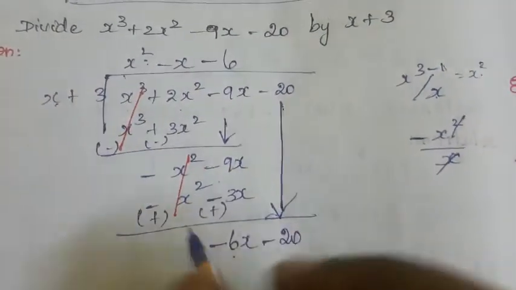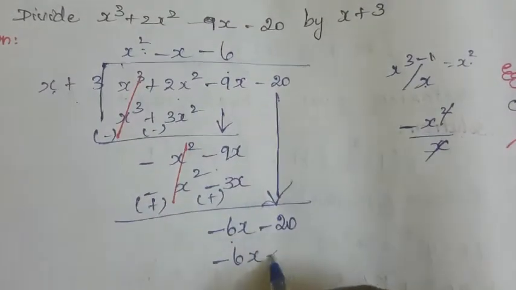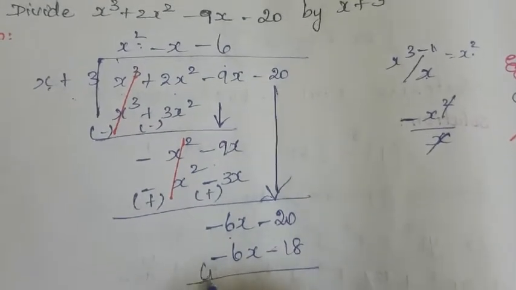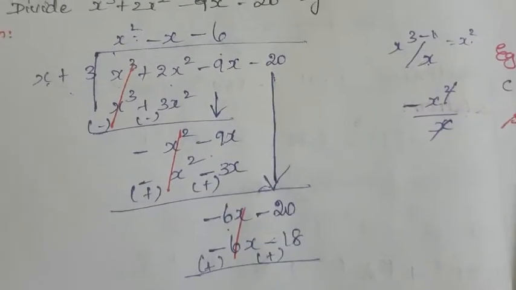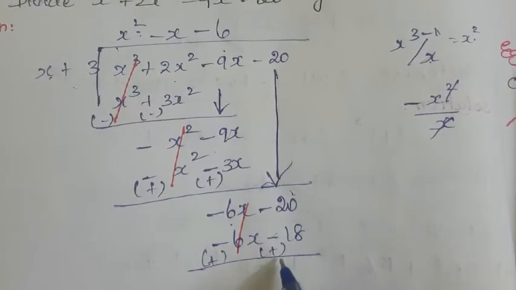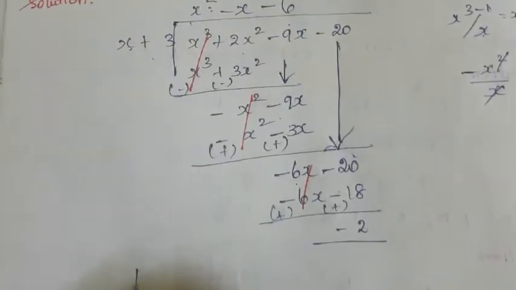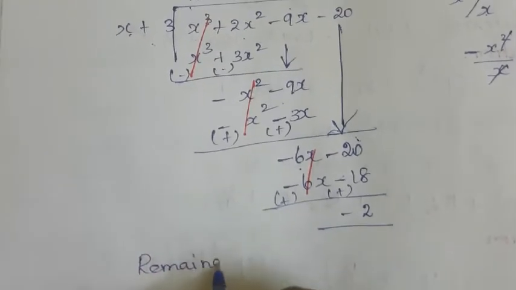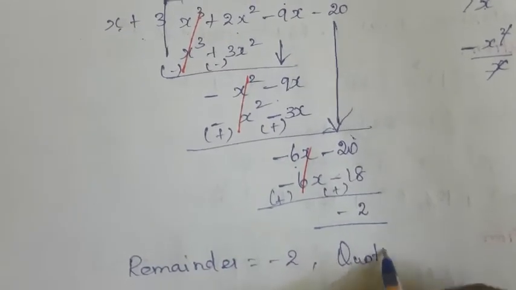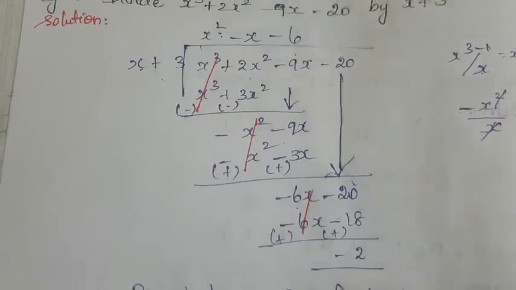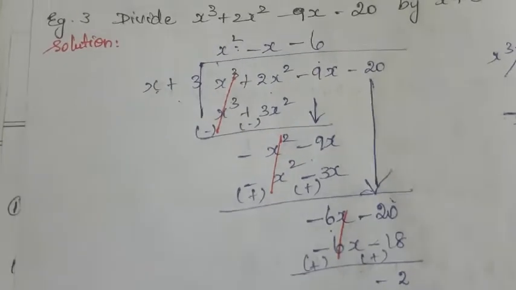Okay, so minus 6 into x, it will become minus 6x. Then minus 6 into 3, it will become minus 18. So if you have changed the sign, this will be cancelled. And here it will be minus 20 plus 18. So it will be minus 2. Okay, so now the remainder is equal to minus 2, the quotient is x squared minus x minus 6. So this will become your answer.